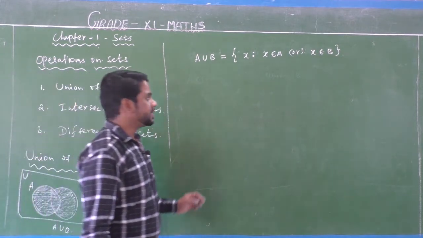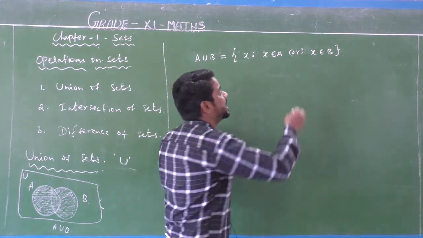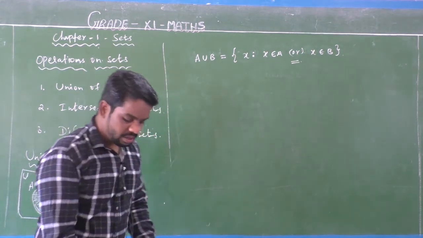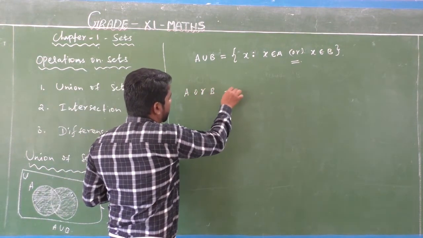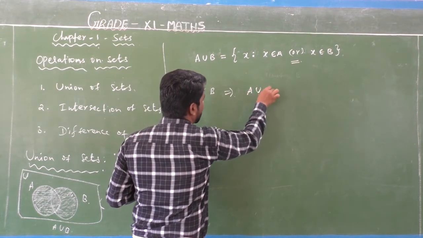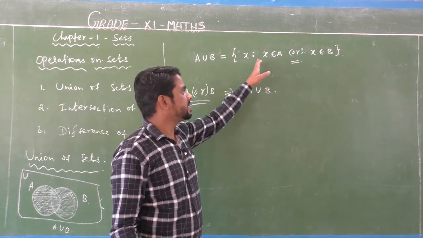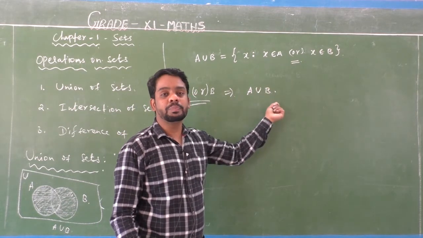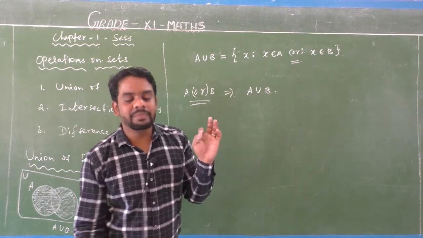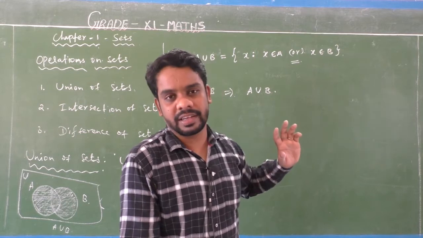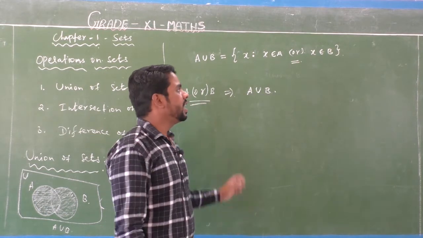So A and B are two sets, then A union B is equal to X such that X belongs to A or X belongs to B. The union is the same as saying A or B, that means A union B. So the element belongs to A or belongs to B, either one, or both. At least one set among A or B. So A union B is equal to X such that X belongs to A or X belongs to B.